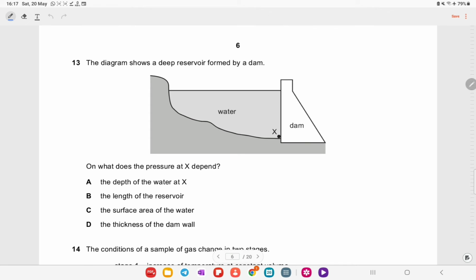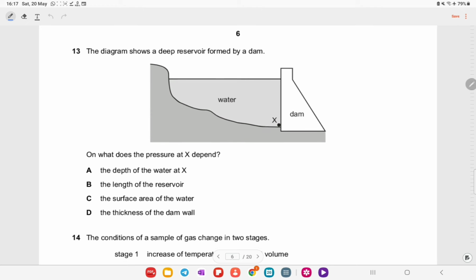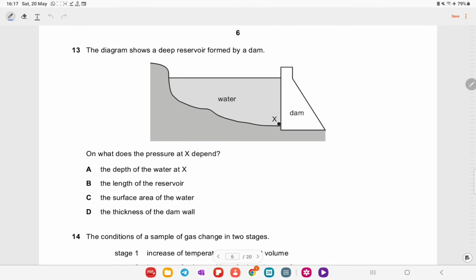Okay, moving to the next question. The diagram shows a deep reservoir formed by a dam. On what does the pressure at X depend? The depth of the water? Yes, because pressure is dependent upon rho g h. So yes, it is the depth. The length is not required, nor the surface area and thickness.